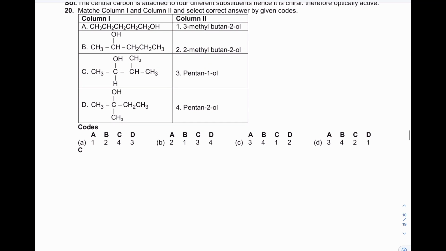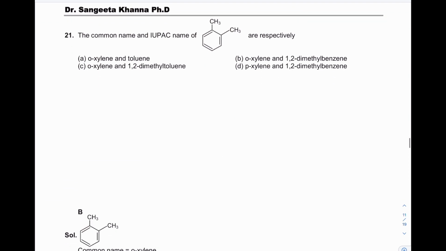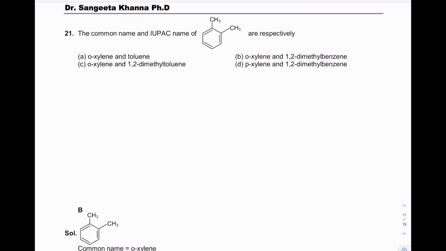Next one. Correct match A. It is 1-pentanol. Second is 2-pentanol. Third one is 3-methyl butan-2-ol. And this is 2-methyl 2-butanol. So answer is C. Next is 2-methyl at ortho position. So its common name is orthoxylene. And IUPAC name is 1,2-dimethylbenzene. So answer is B.